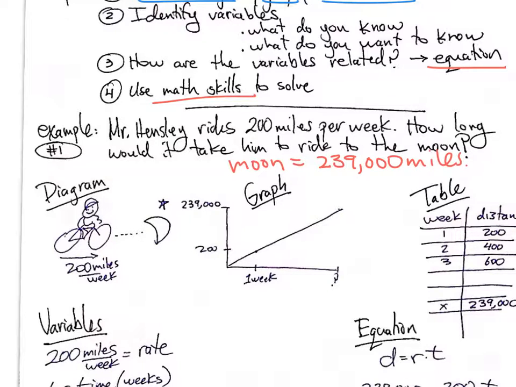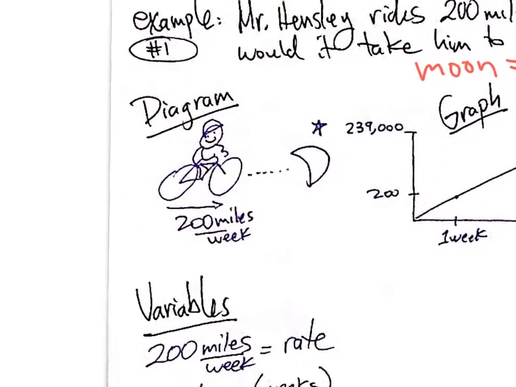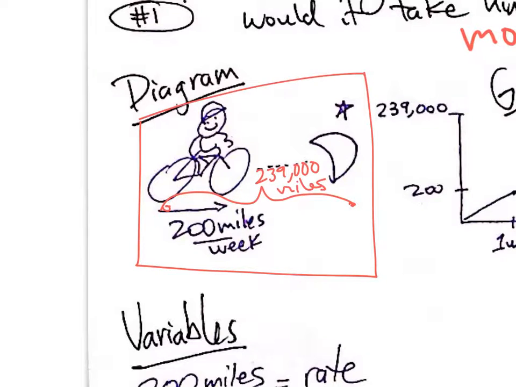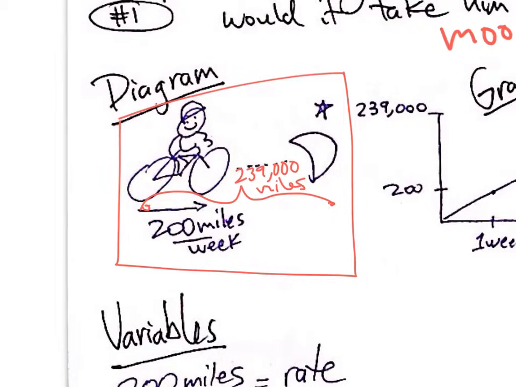So, if we were drawing a diagram, we might draw something like this. I'm a very visual learner, and this, to me, would just be helpful. We have a little bicyclist, and 200 miles per week, and here's the moon. And so, I have in my mind, okay, there's some bicyclist. You got 200 miles per week. I would also take this information here and say, all right, the distance from the bicyclist to the moon is 239,000 miles. And just this right here would help me sort of interpret the situation or think it through.